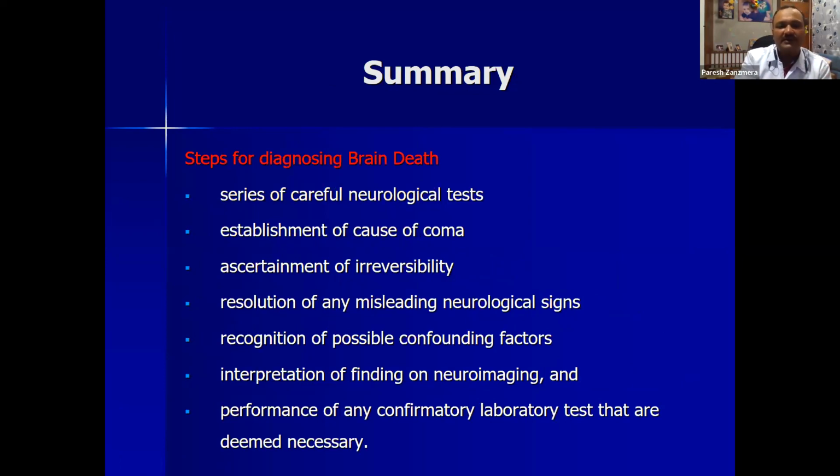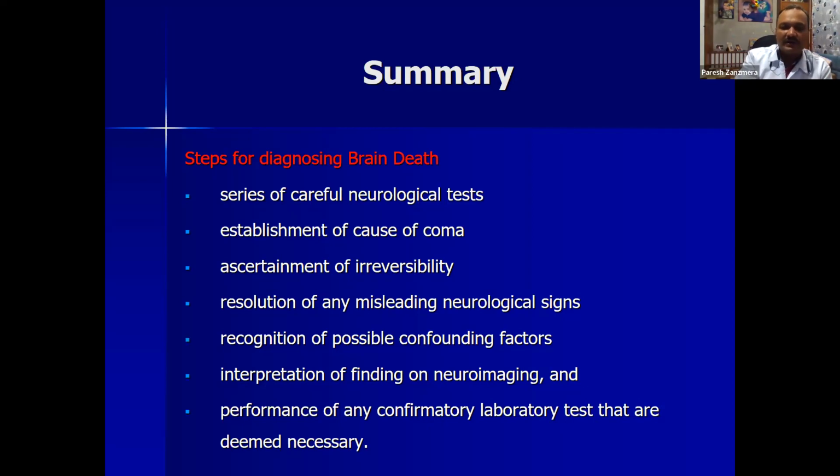Steps for diagnosing brain death, I will just discuss. It's a series of careful neurological examinations. You have to establish the irreversible cause of coma. You understand that it is irreversible, and only then you proceed with making the diagnosis of brain death. You have to be cautious and knowledgeable about any misleading neurological signs that may deter you from giving the diagnosis of brain stem death. You have to put aside the confounding factors, and you should look for the images, and everything should be ready. For example, if the patient has an intracranial parenchymal hemorrhage, you have to look at the CT scan yourself, so that you can make the diagnosis of brain death.